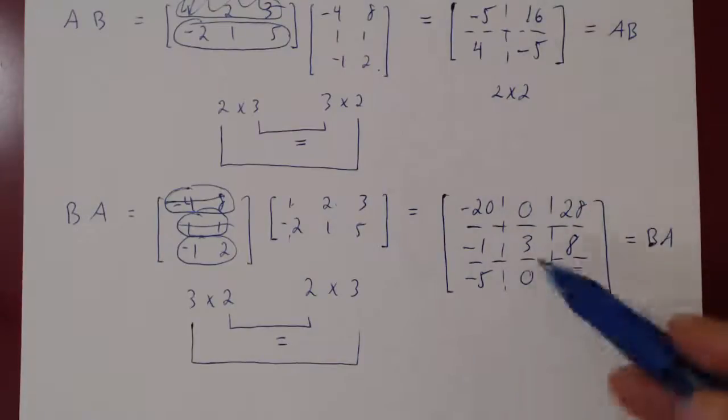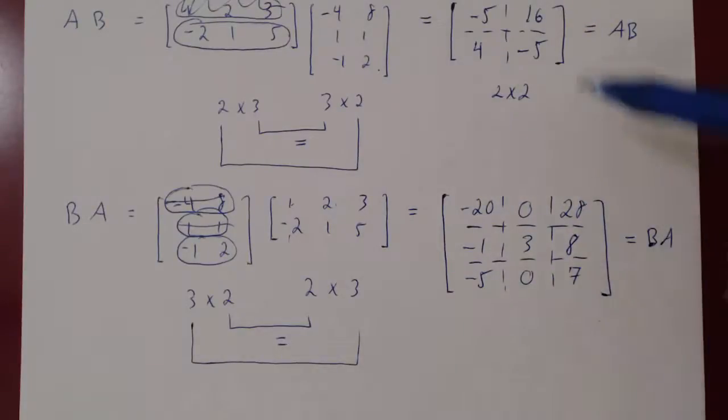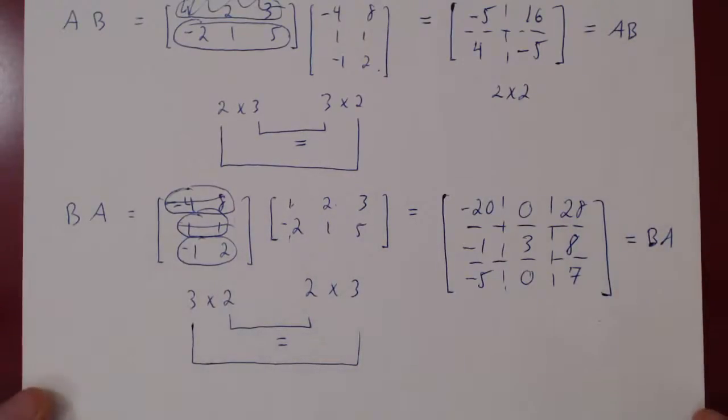Here's AB, here's BA. And once again, clearly, they are different matrices. So always keep this in mind. In general, multiplication does not commute. A times B will not always be B times A. Let's look at one last example where multiplication will not be defined.